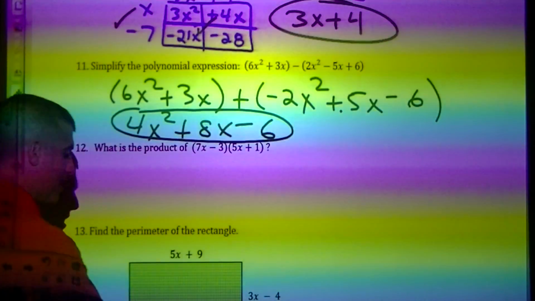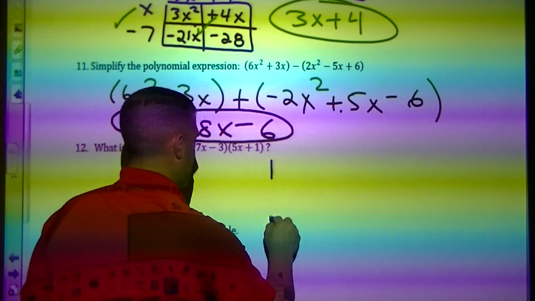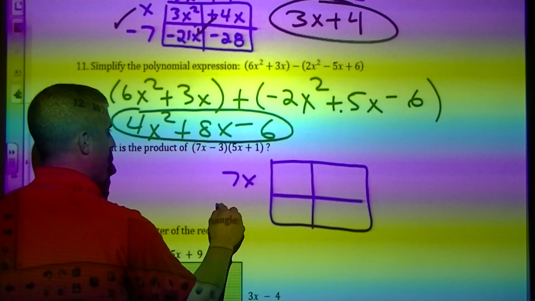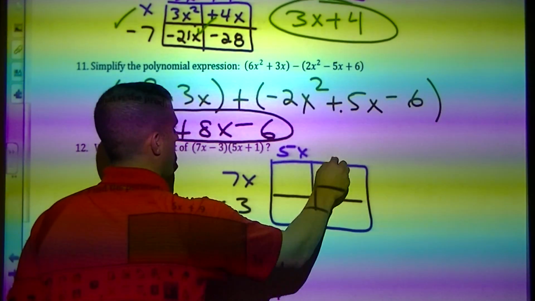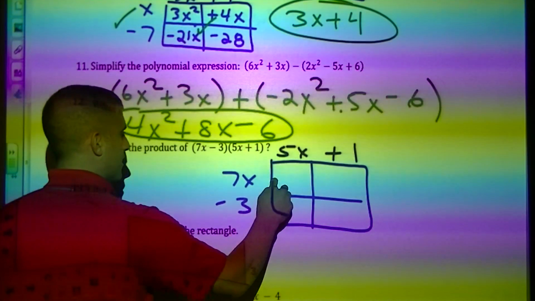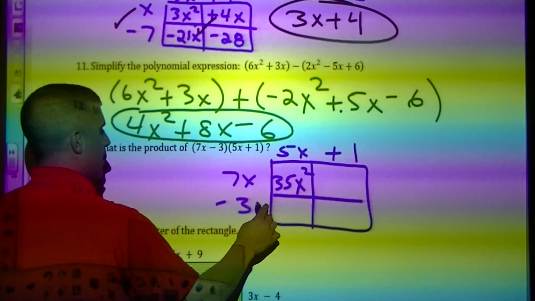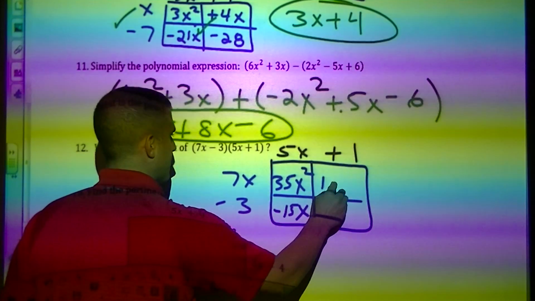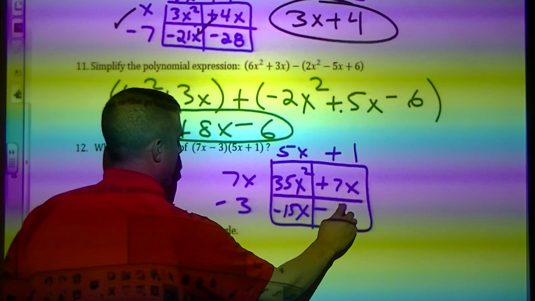What is the product? Once again, that means multiplication. I'm going to use the boxes again. 7x and negative 3, 5x and 1. This times this gives me 35x squared. This times this would give me negative 15x. This times this would give me 7x. This times this gives me negative 3.